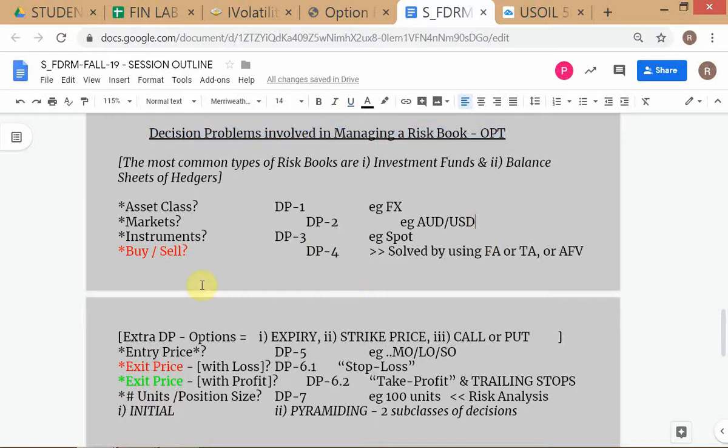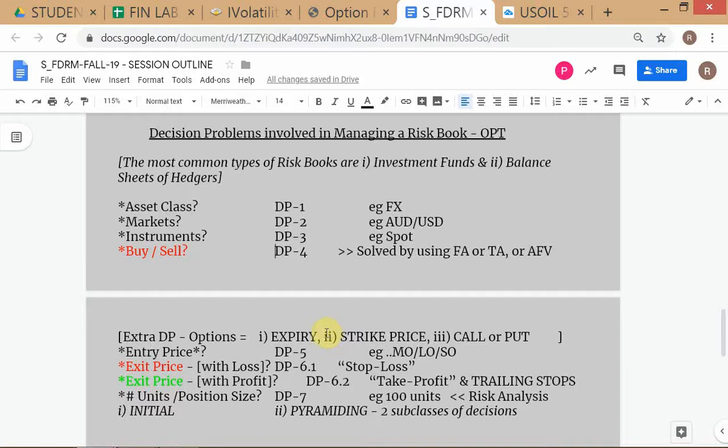So we are trying to introduce this idea that when you start talking about options, it is no longer sufficient to just have those particular decision problems that we had identified earlier. There are some additional decision problems that have to be solved when you are trading in options, and those we are introducing. You notice I'm putting this extra DP under options 1, 2, and 3, under the buy-sell decision. So these are like sub-decision problems that arise in the case of options.